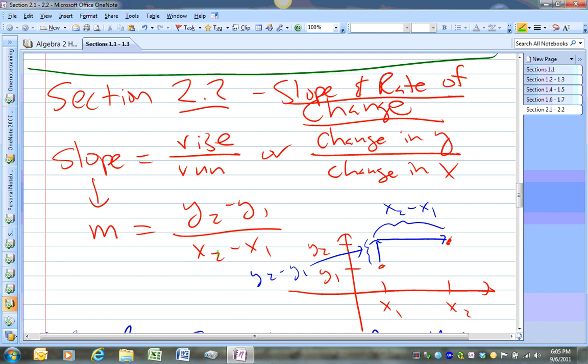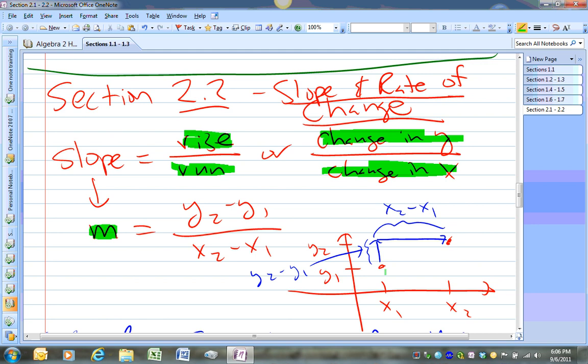And slope can be defined as rise over run, or change in y over change in x. The letter we use to represent slope is m, usually. And the calculation is simple: y2 minus y1 over x2 minus x1.